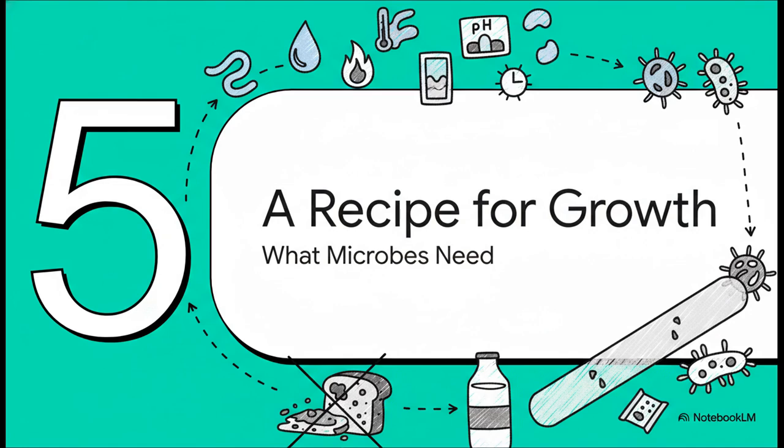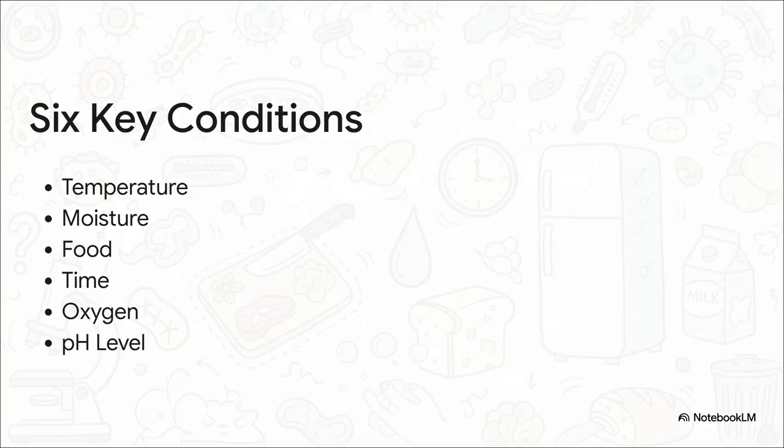So this brings us to the really practical part. How do we control these microbes? Because if you want to stop unwanted spoilage, you have to know what they need to grow. It's simple. If you can control their environment, you can control them. So just think of these six factors as the essential ingredients in a recipe for microbial growth. Our goal, to keep our food safe, is to deny them one or more of these key ingredients.